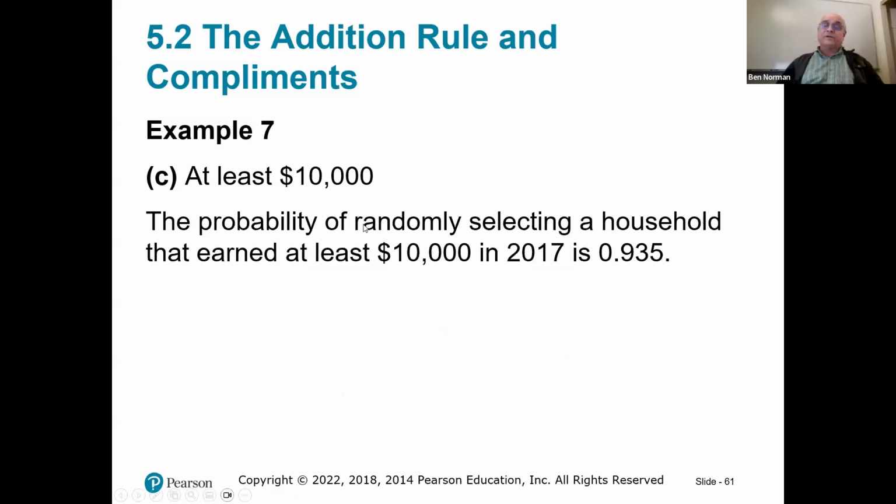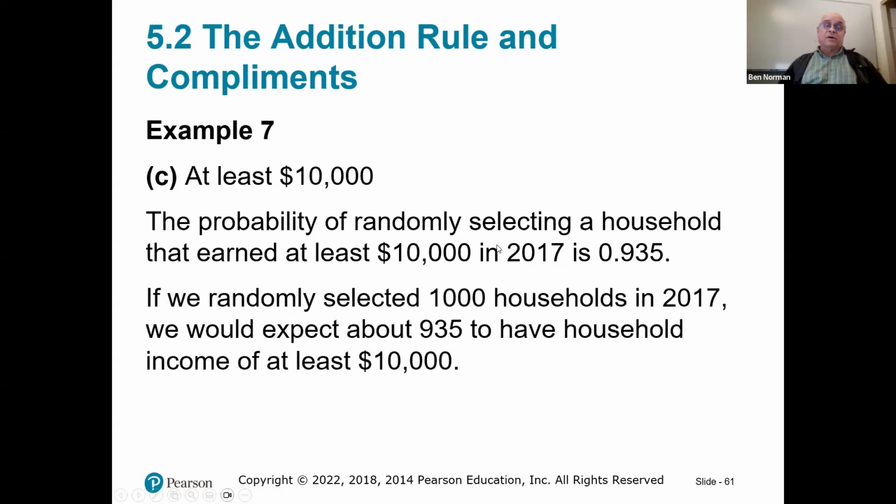The probability of randomly selecting a household that earned at least 10,000 is 0.935. Or if we randomly selected 1,000 households in 2017, we'd expect about 935 to have household income of at least 10,000. That ends it for that.